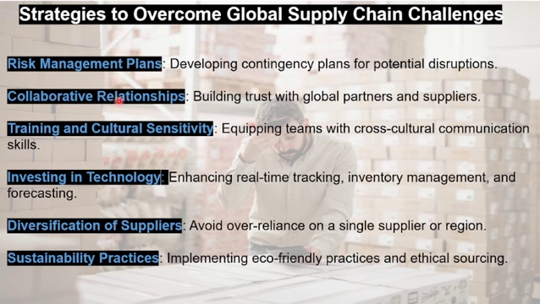Number two, collaborative relationship: building trust with global partners and suppliers. There is a saying that if you want to do business, you have to build trust in the other person. If you are not building trust, you cannot do business. That's collaborative relationship, building trust with global partners and suppliers.